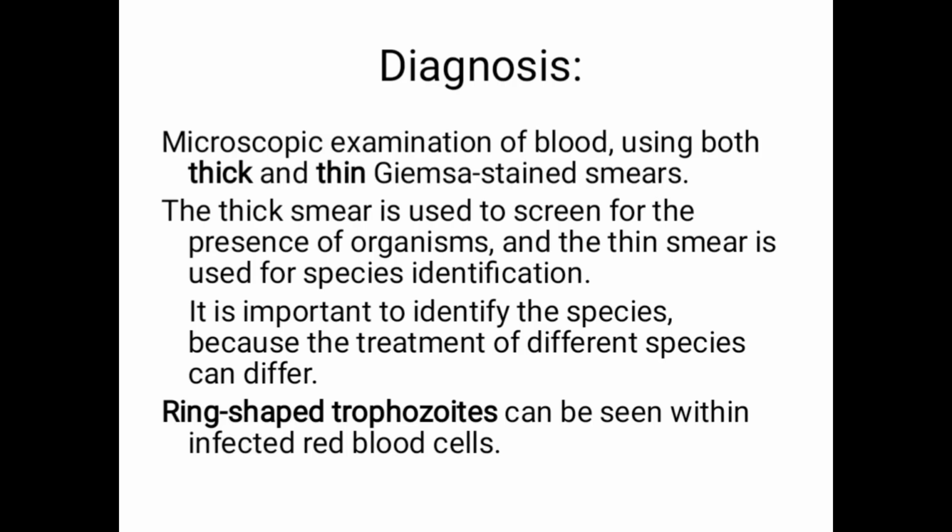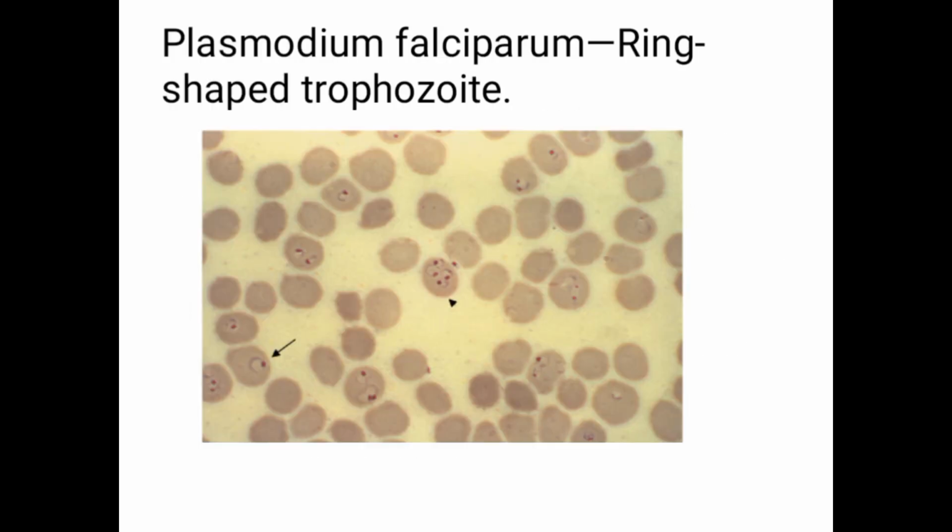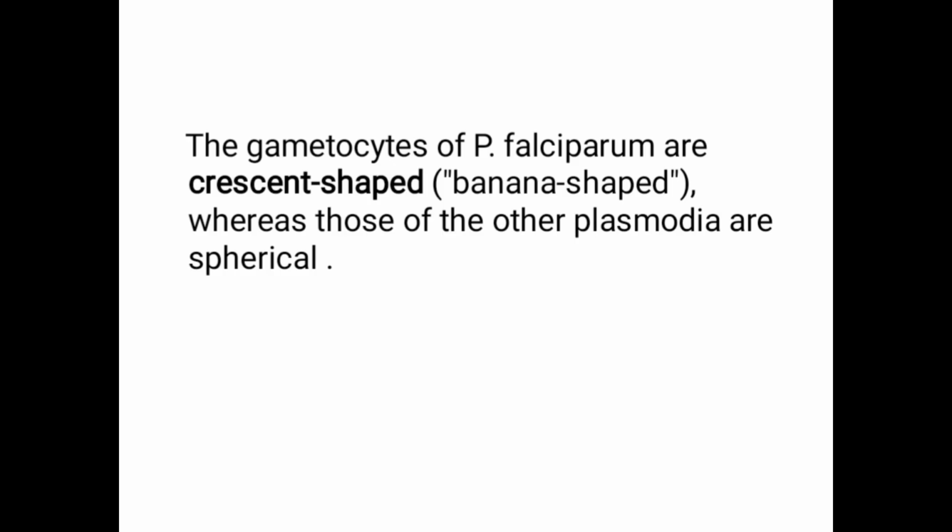Ring-shaped trophozoites can be seen within infected red blood cells under the microscope on a thin Giemsa-stained smear. Look at this picture. This is a Plasmodium falciparum ring-shaped trophozoite inside the RBCs. We see this shape under the microscope. The gametocytes of Plasmodium falciparum are crescent-shaped or banana-shaped, while those of other Plasmodium species are spherical.